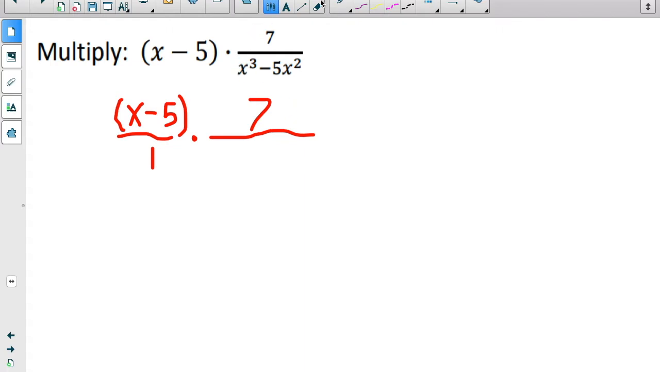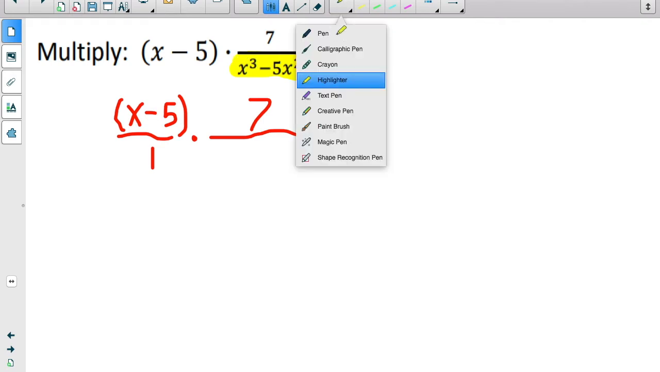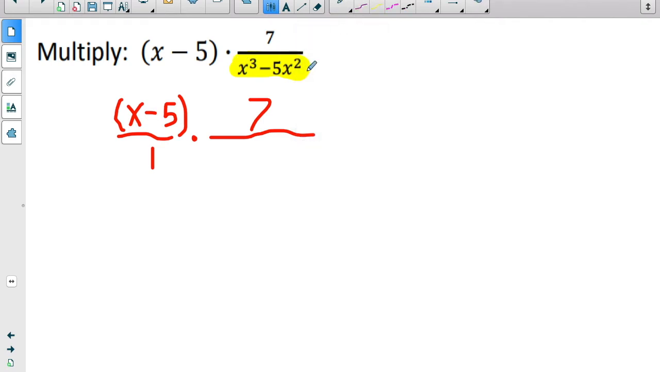And when I look at this here, let's get a highlighter. When I look at this here, there is a greatest common factor between these two terms. And that greatest common factor is x squared. So we can factor it out. Now if I factor out x squared from x cubed, I'm left with just x, minus x squared factored out of 5x squared leaves me with 5.